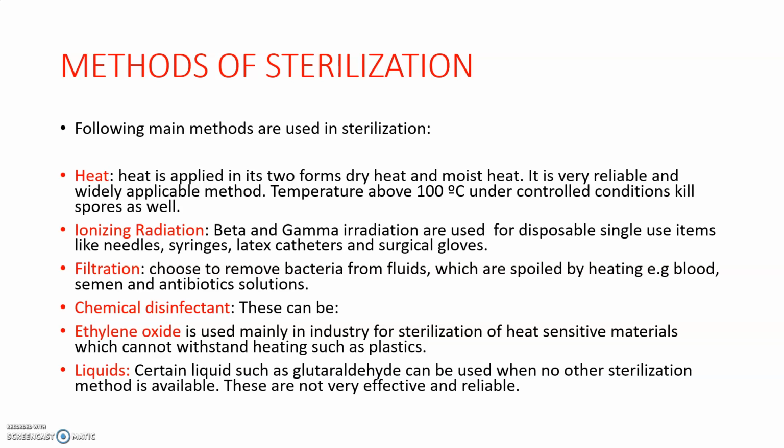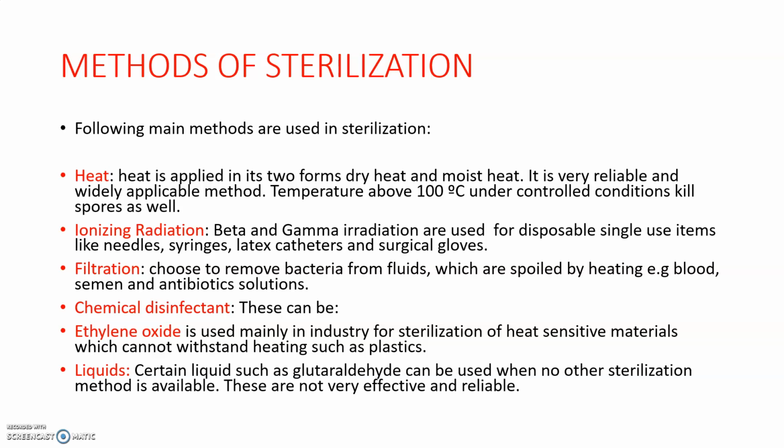We are already familiar with that content. The next is ionizing radiation. Both beta and gamma irradiation are used for disposable single-use items like needles, syringes, latex catheters and surgical gloves.